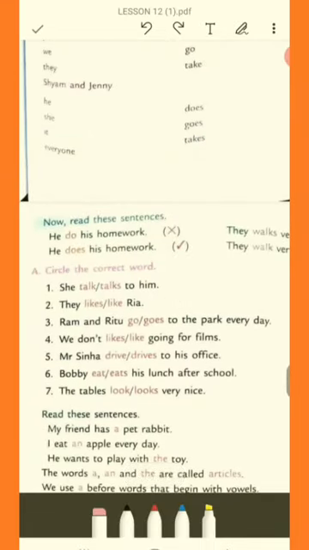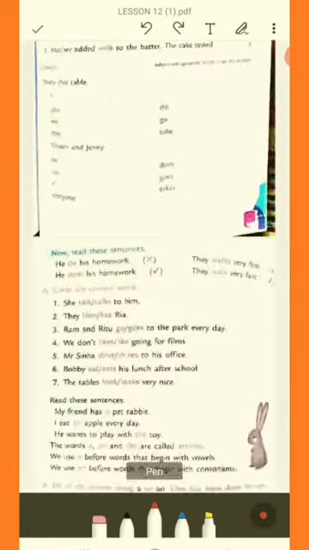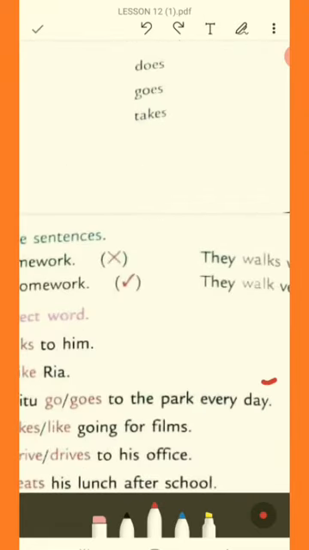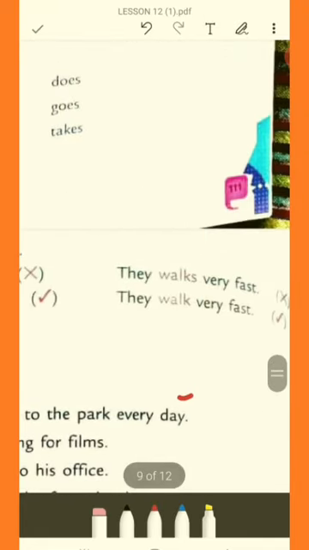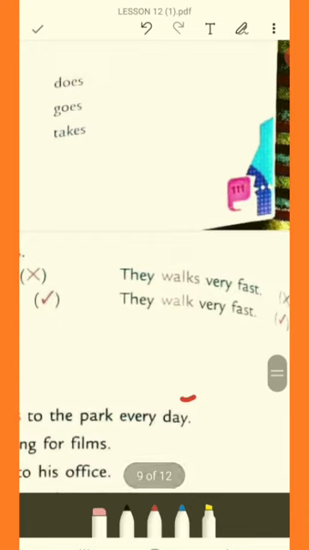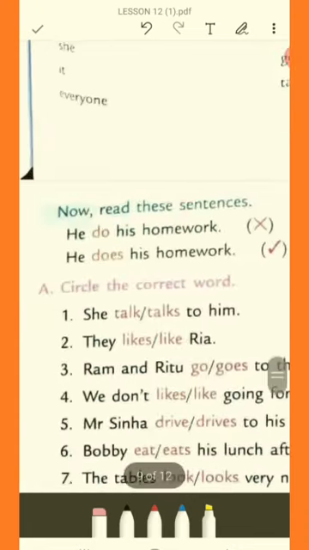Now let's read the sentence. "He do his homework." This is wrong. "He does his homework" is correct. Similarly, "they walks very fast" is wrong. "They walk very fast" is correct. Okay, so the exercise will be based on this.